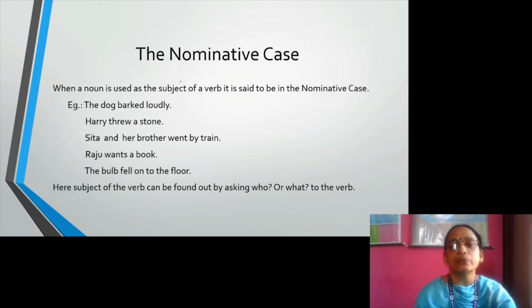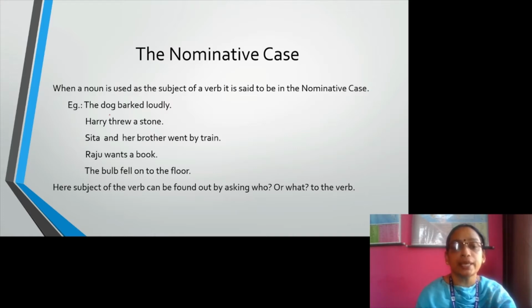What is the nominative case? Nominative case means when a noun is used as the subject of a verb, it is said to be in the nominative case. So here the noun is used as the subject of a verb.